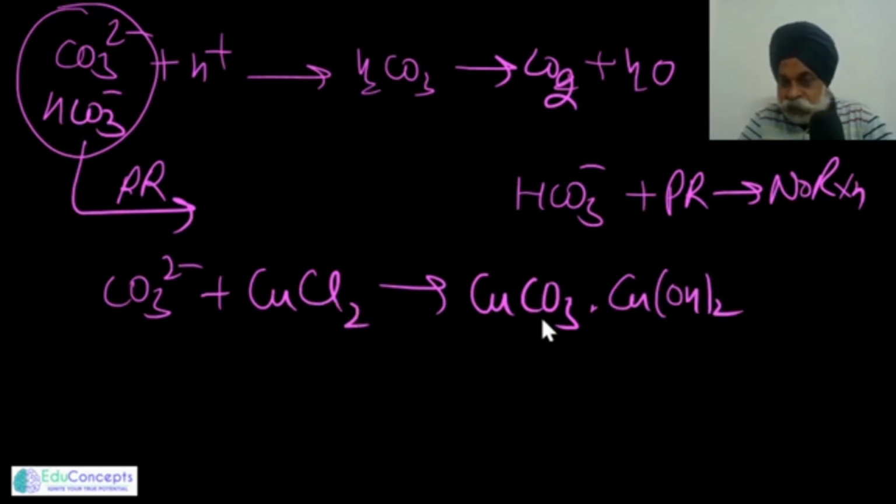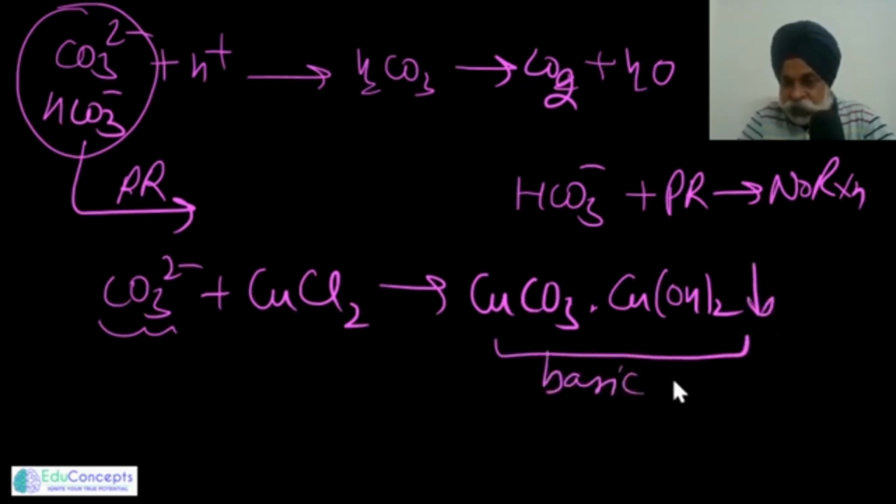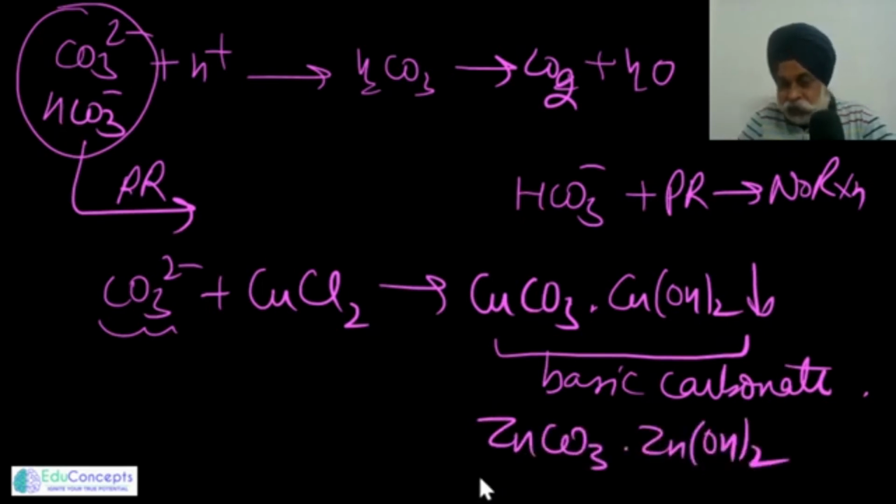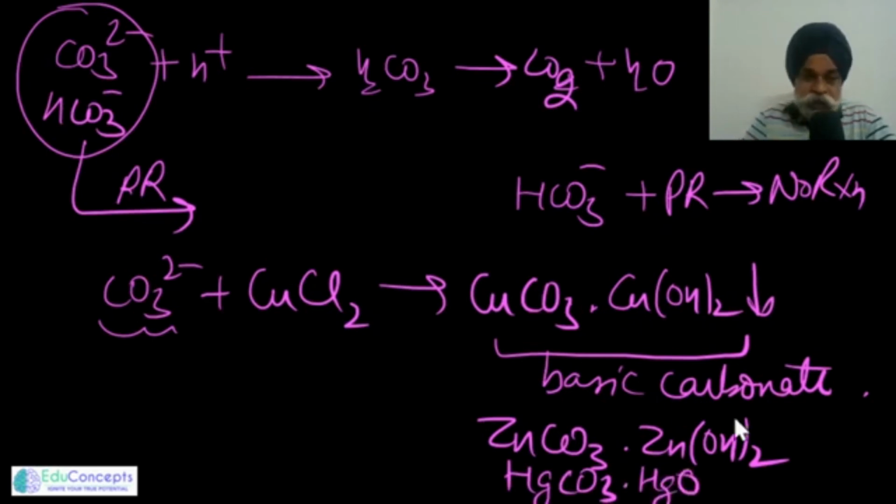Cupric chloride, when treated with the carbonate, gets precipitated as a green precipitate. So this is also called a basic carbonate. Always keep this in mind, just like zinc carbonate gets precipitated along with zinc hydroxide. The same is true, I think, of mercury carbonate along with HgO. So these are considered to be basic carbonates.